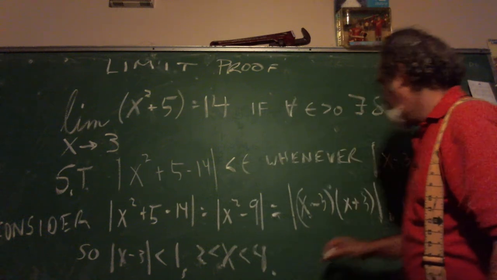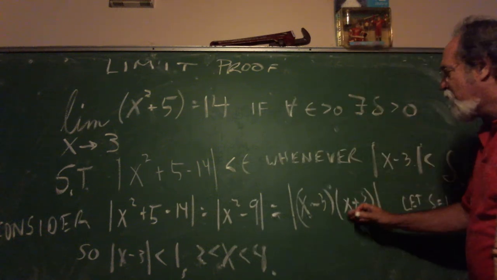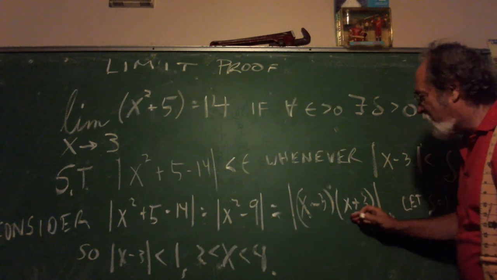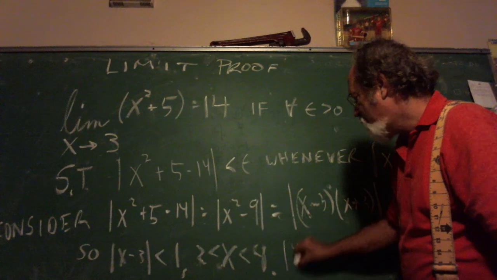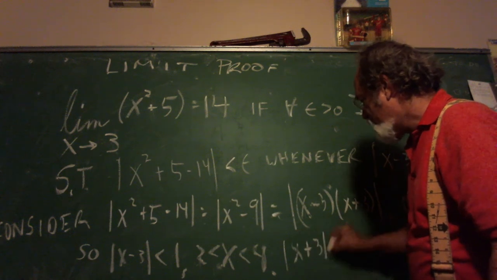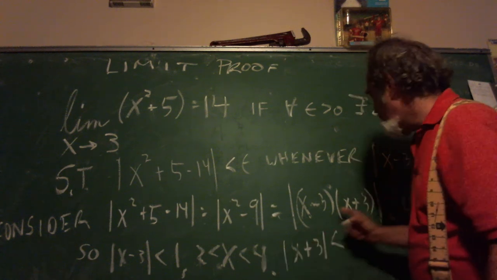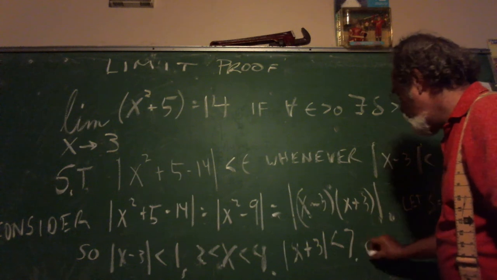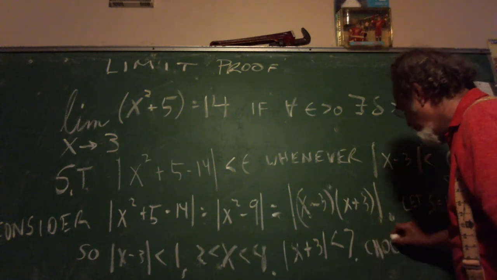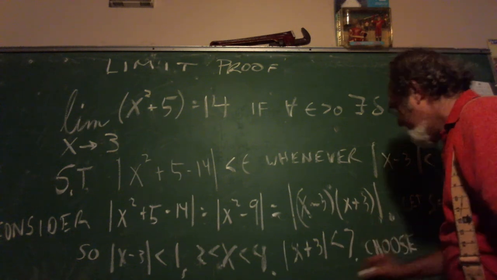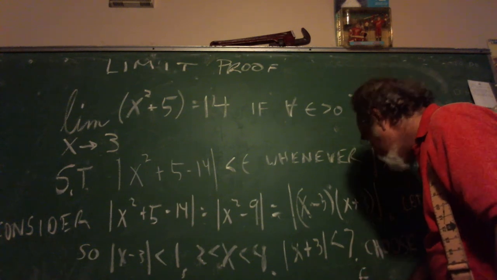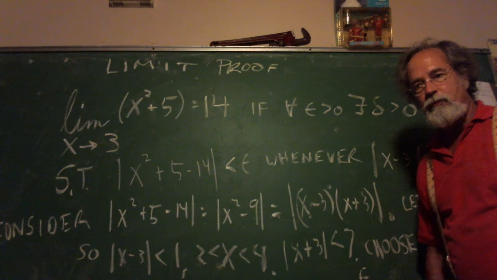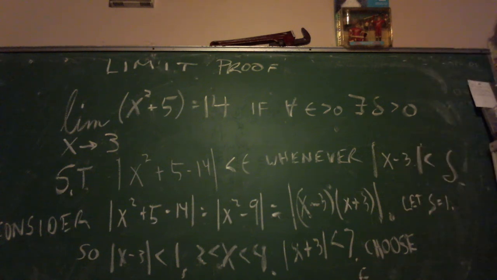So when x is 4, oh, sorry, x plus 3. How big can x plus 3 be? So the absolute value of x plus 3 has to be less than 4 plus 3. That's 7. Choose delta equals epsilon over 7. Full credit. And then you'd be done. That'd be our extra credit problem.